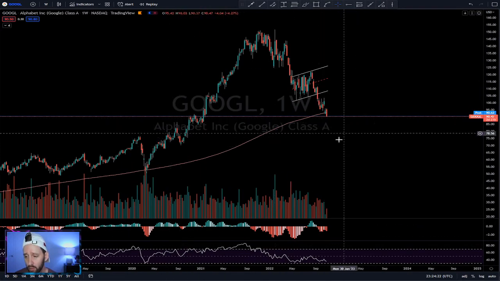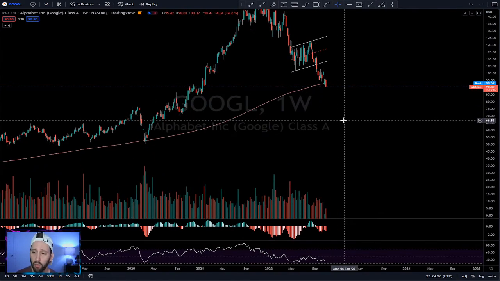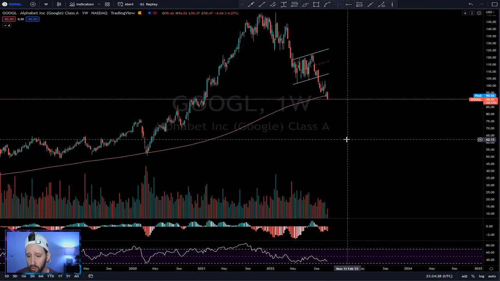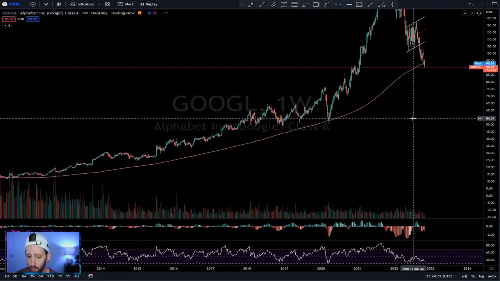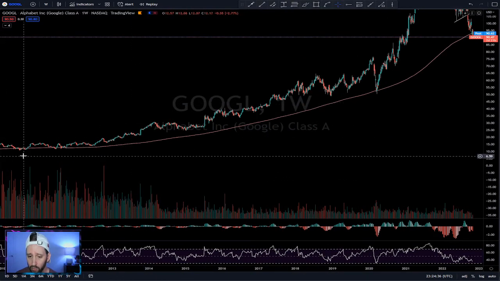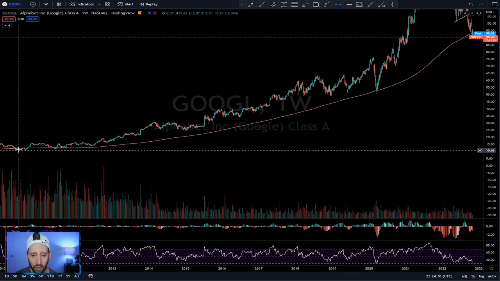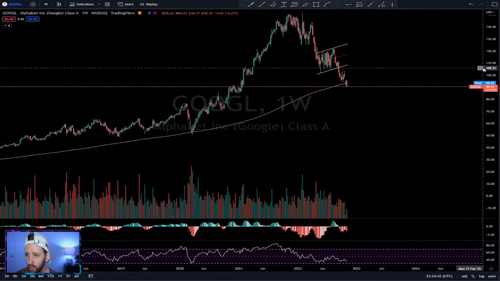You don't want to see you close below this 200-week moving average. You do have a few days left. You have FOMC coming up. A lot can change from now and then, but just looking historically, Google hasn't closed below the 200-week moving average. And when it did, buyers defended the area and pushed prices back above. So we need to watch what's going on here.